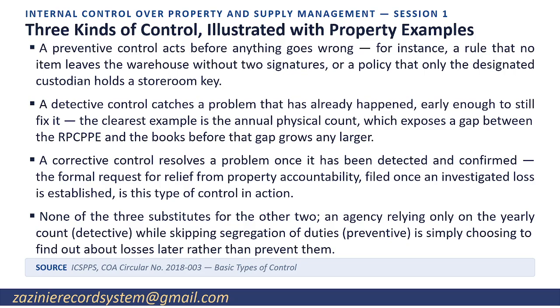Now, in a bit more detail, the exam-style trap here is assuming that any one of these 3 types is enough on its own. It is not. A preventive control without a detective control means errors can persist for a long time before anyone notices. A detective control without a preventive control means the agency is choosing to find out about losses after the fact, every single time. And the corrective control without the other 2 simply means the agency is good at cleaning up messes it never learned to prevent.